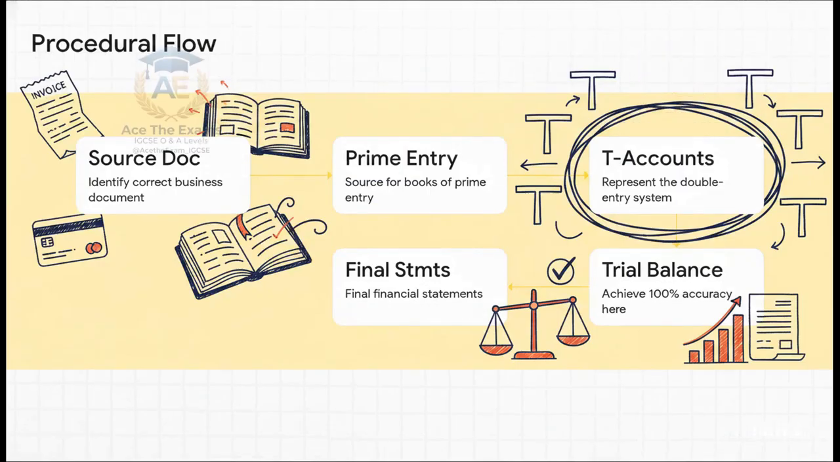The procedural flow is really a journey. It all kicks off with a source document, like an invoice or a bank statement. Then it moves seamlessly into the books of prime entry. From there, it flows right into the T accounts, summarizes in the trial balance, and finally culminates in the final financial statements. And step 3, that T account structure, that is still the absolute gold standard for representing the double entry system. It's where your technical execution really gets put to the test.